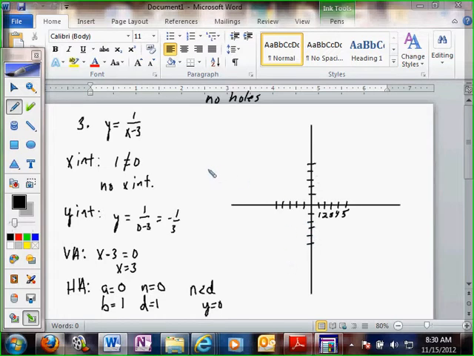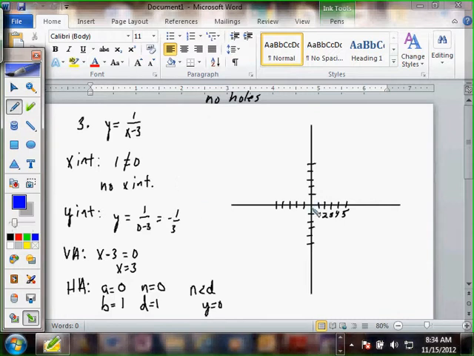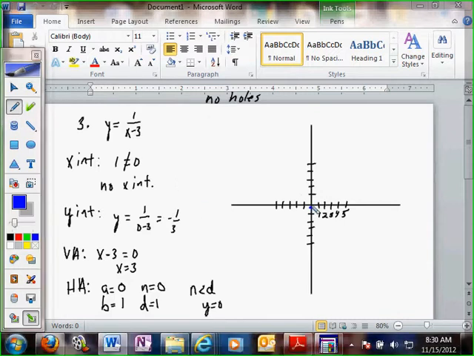Okay, so I have no x-intercept, so nothing to graph there. I have a y-intercept at negative 1/3, which is going to be just below the 0. It's in between 0 and negative 1 on the y-axis. That's where it's going to cross the y-axis there.